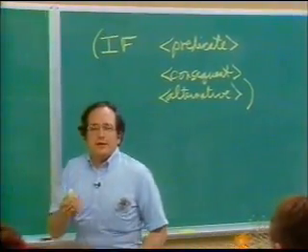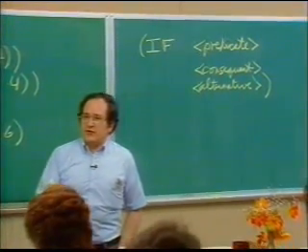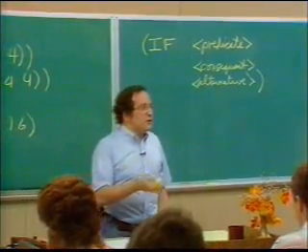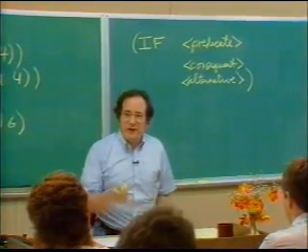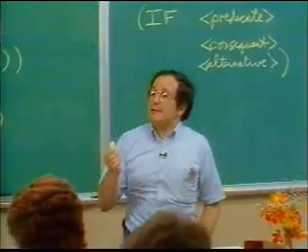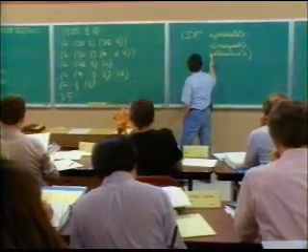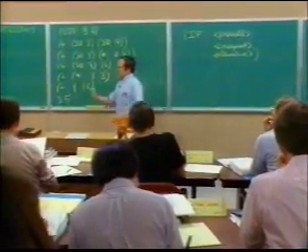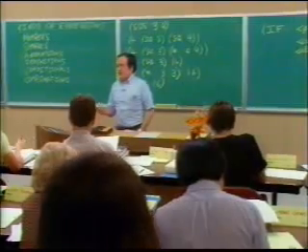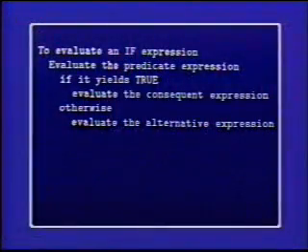It's important, by the way, to get names for the parts of things, or the parts of expressions. One of the things that every sorcerer will tell you is if you have the name of a spirit, you have power over it. Okay? So you have to learn these names so that we can discuss these things. So here we have a predicate, a consequent, and an alternative. And using such words, we see that for an if expression, you evaluate the predicate expression. If that yields true, then you go on to evaluate the consequent. Otherwise, you evaluate the alternative expression.